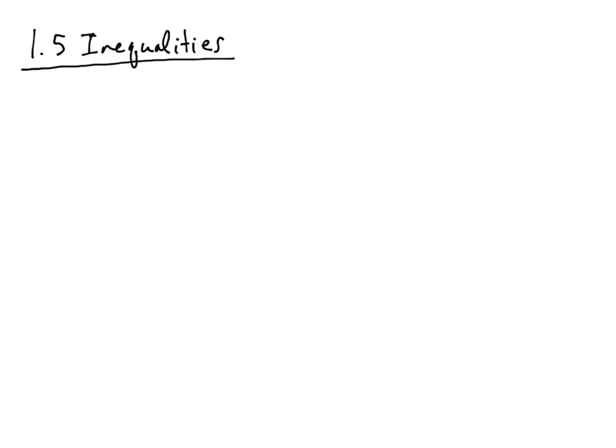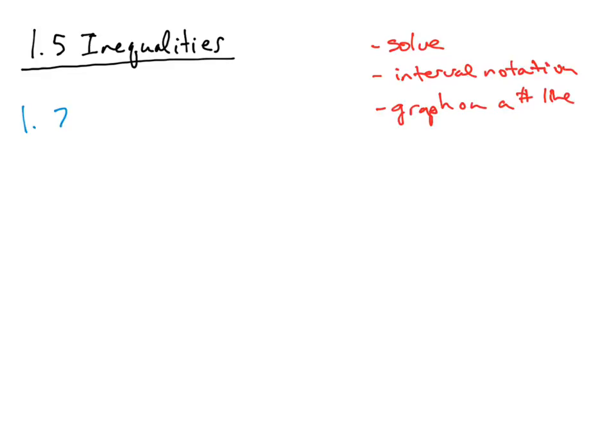In this video, we're going to go over a few examples of some linear inequalities. When we have a linear inequality, we want to solve the inequality. We want to write the solution in interval notation, and we want to graph the solution on a number line. So this will be the procedure we go through. So the first one, we have 7x minus 11 less than 2 times x minus 3.